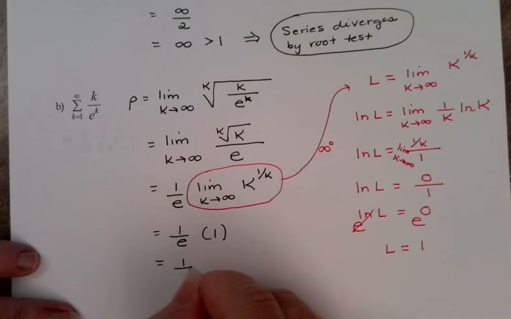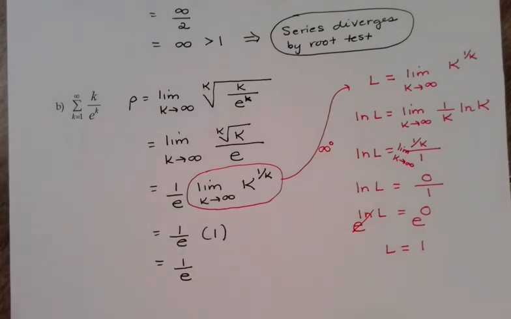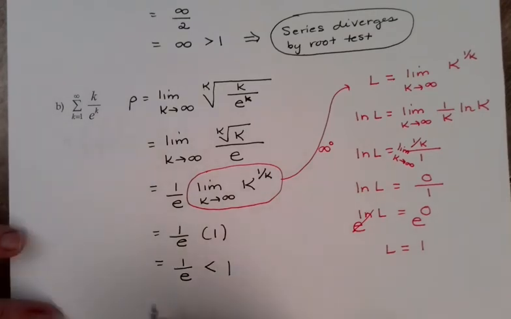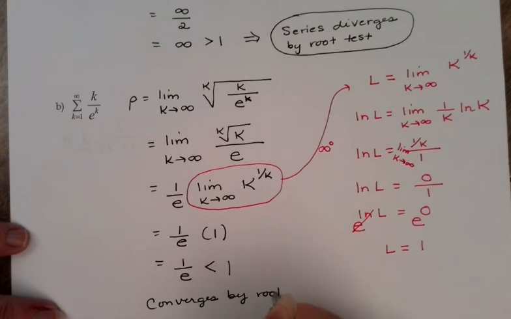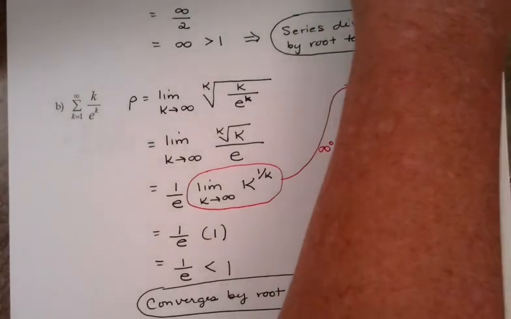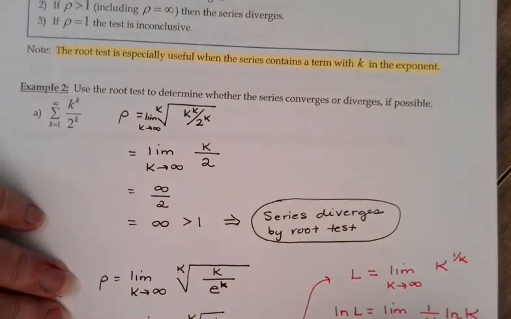So this whole limit turned out to be 1, giving me a rho value of 1 over e. 1 over e is less than 1, and so my series converges by the root test. All right, so there's two of them, ratio test and root test. Let's talk next about the comparison test.